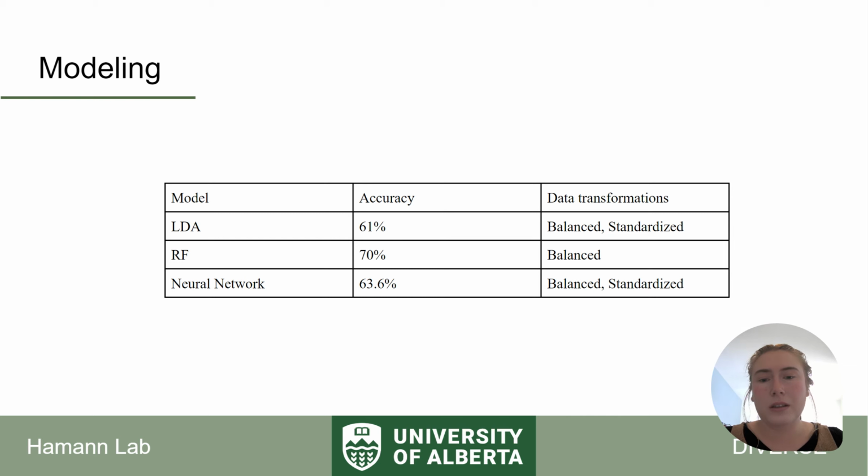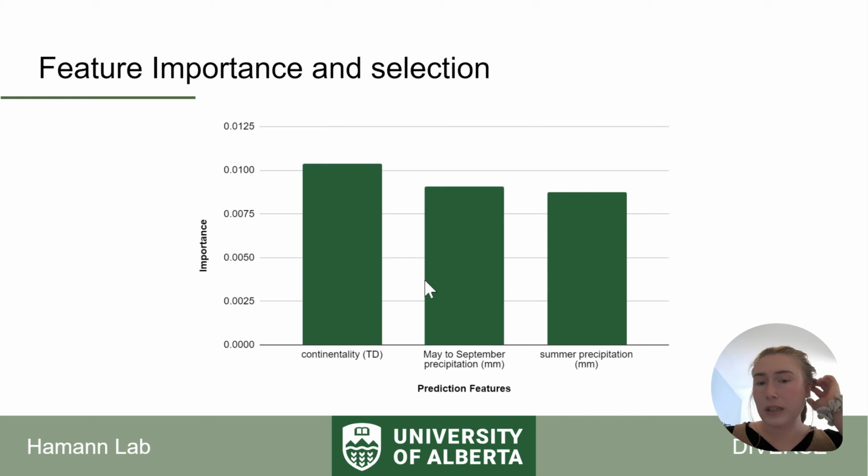So, looking a little closer at the random forest, the 3 most important features were continentality, and then precipitation from May to September, and then summer precipitation. So I thought it was interesting that mean average temperature or summer temperature, stuff like that, wasn't the biggest importance. It was continentality followed by precipitation.